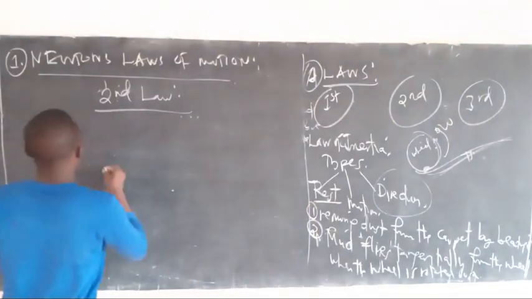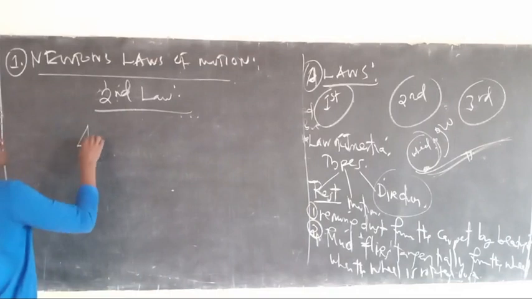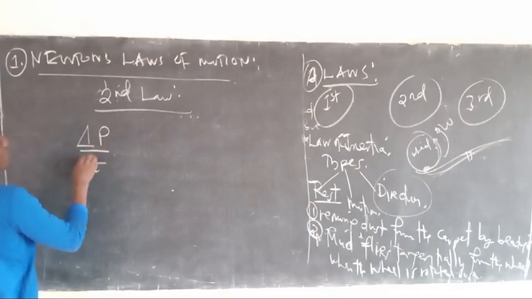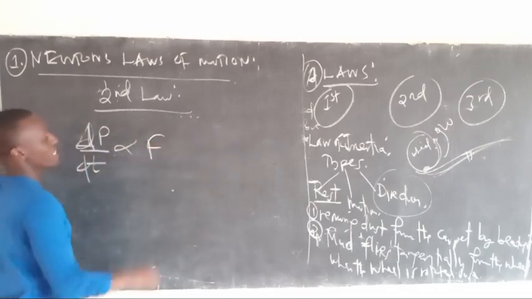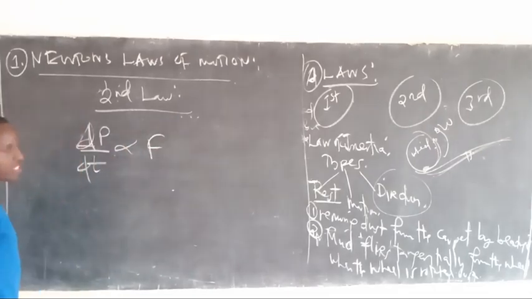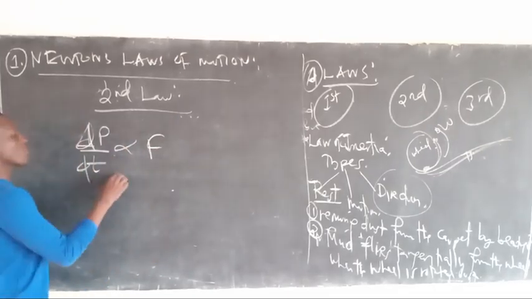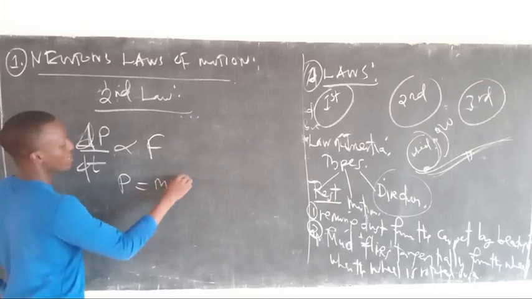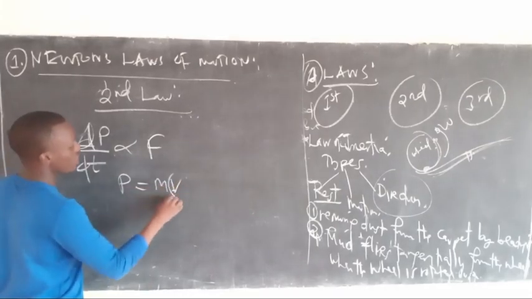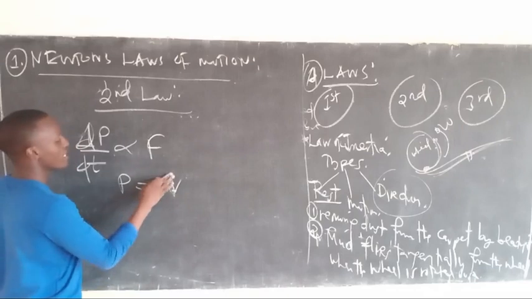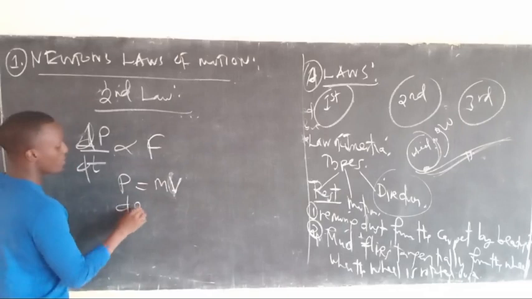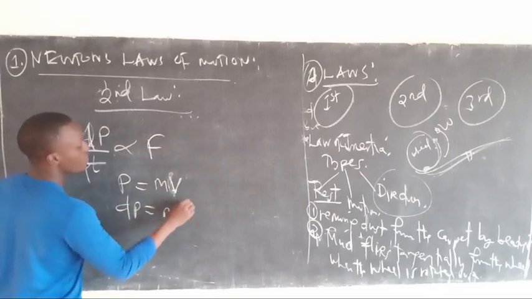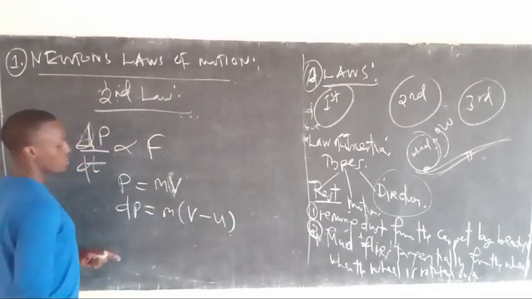So the rate of change of momentum, the change in momentum, is proportional to the force applied and goes in the direction of the force. What is momentum? Momentum, we know, is the product of mass and velocity. The change in momentum means we have the mass and the final velocity minus the initial velocity.